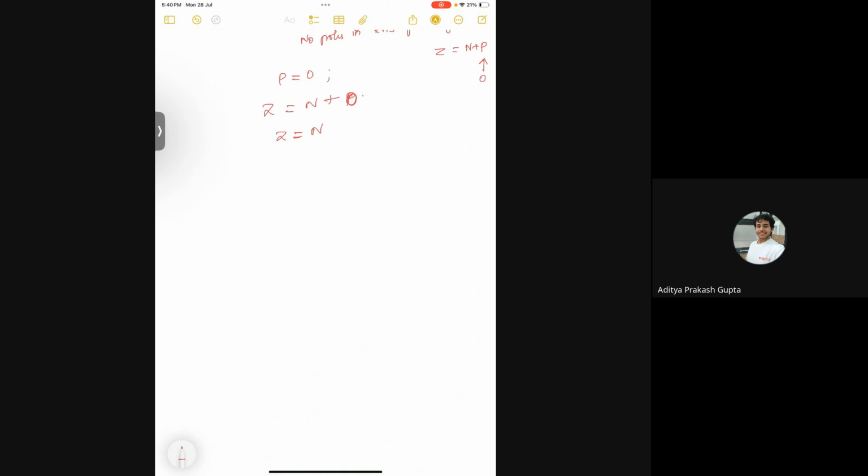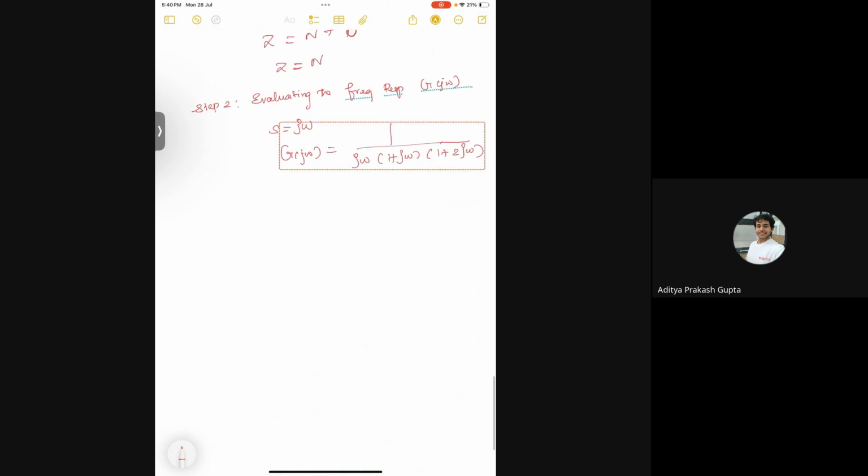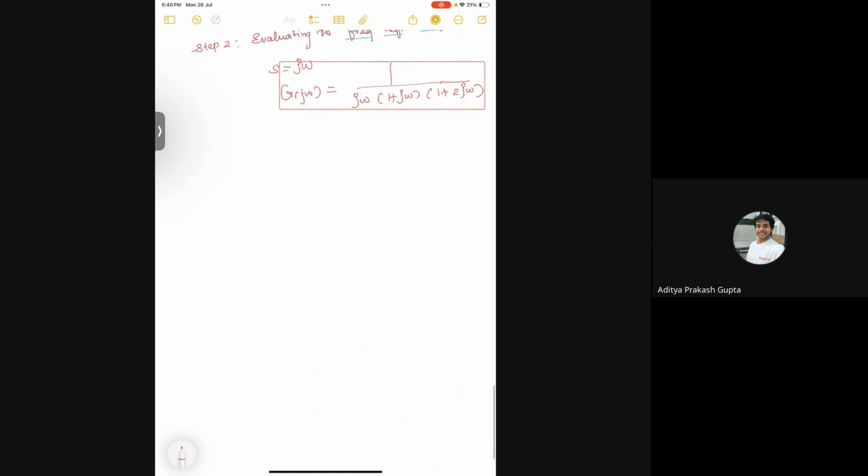Okay. Step 2, evaluating the frequency response. So substitute s is equal to j omega everywhere in the question. So it is G of j omega equal to 1 by j omega into (1 plus j omega) into (1 plus 2 j omega). Wherever there is s, I have replaced it with j omega.